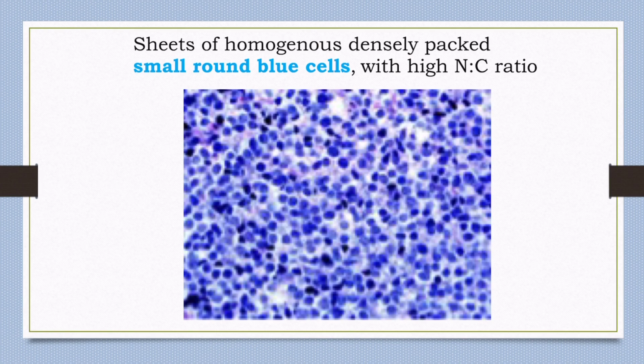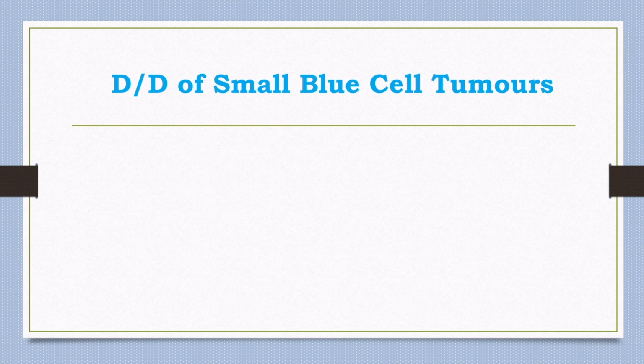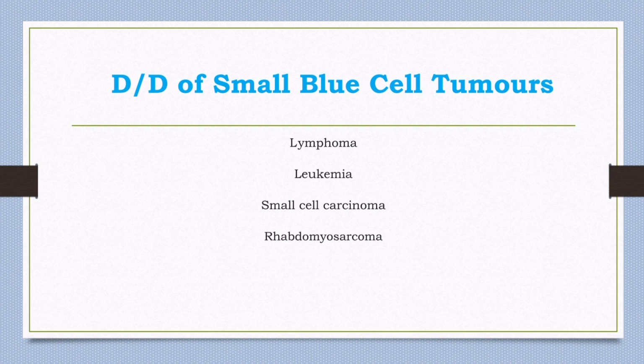Histologically, Ewing sarcoma appears as sheets of homogeneous densely packed small round blue cells. They have a high nuclear to cytoplasm ratio. Unfortunately, they appear very histologically similar to other blue cell tumors, so the differential includes other diagnoses such as lymphoma, leukemia, small cell carcinoma, rhabdomyosarcoma, neuroblastoma, and others.